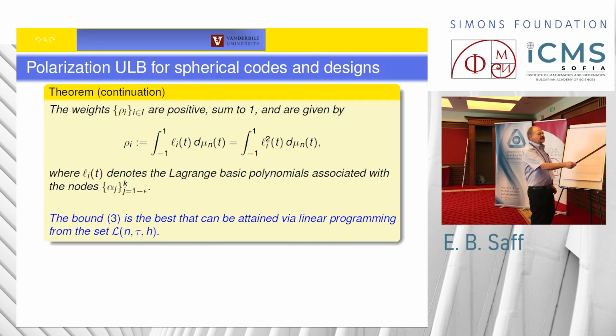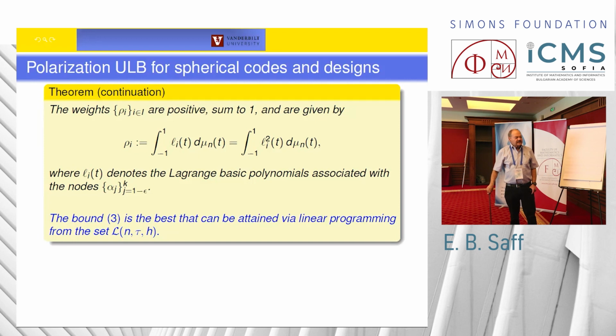Well, this is our measure we've seen before for our Gegenbauer orthogonality. And the weights given here are a typical way to represent weights, in terms of integrals of the Lagrange basic polynomial. So what's a Lagrange basic polynomial? It's a polynomial that's equal to 1 at alpha j and equal to 0 at all the others. Okay, so that's the guy there.